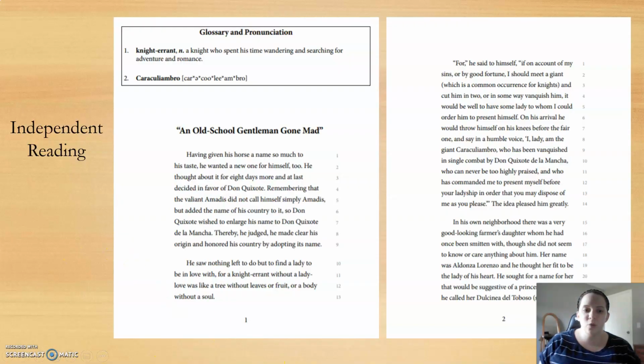So, we're going to give you guys some time to read through the chapter for today. As you are reading through it, make sure you take your time and read carefully so you understand what is going on in the text.